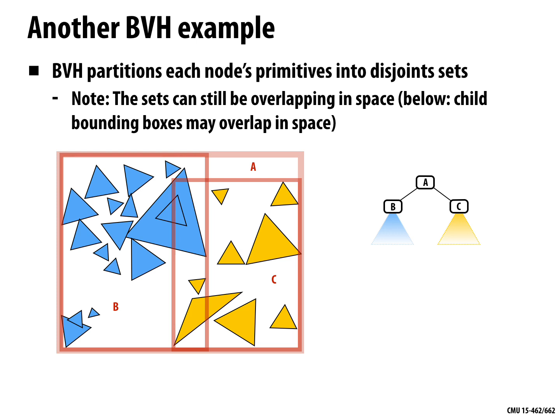Here's another bounding volume hierarchy example. Right? Again, it's going to partition the primitives into disjoint sets. Always, we're going to put a triangle or a primitive in one node or another. It doesn't belong to two leaf nodes, for instance. But what you notice here is that the bounding boxes themselves, the interior nodes, can overlap in space.